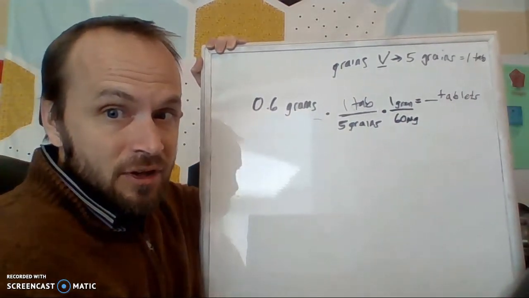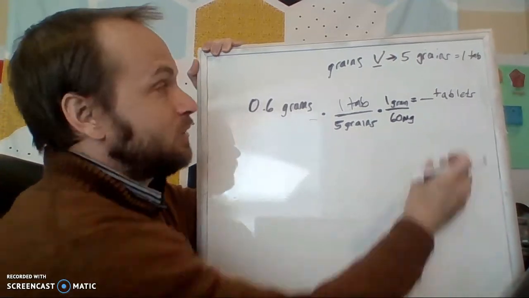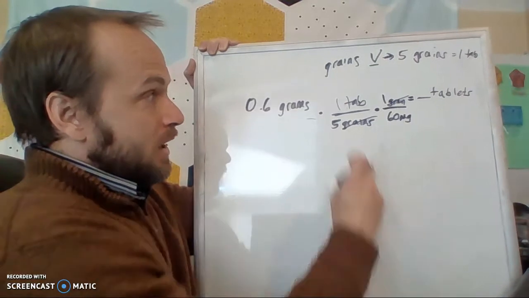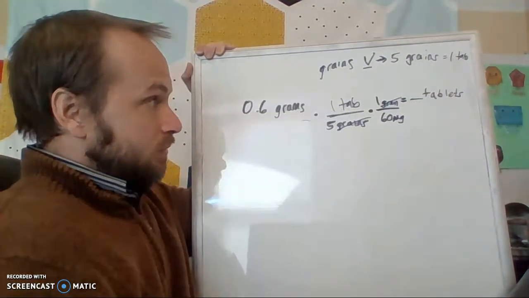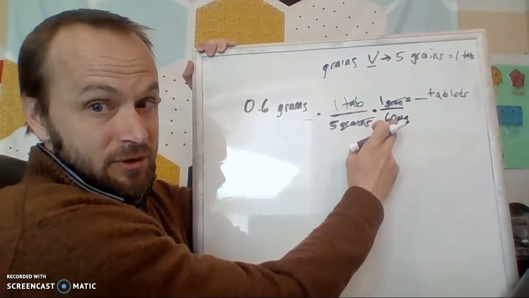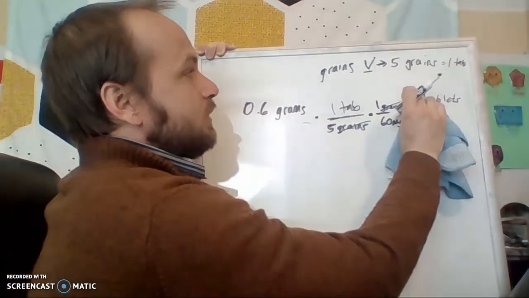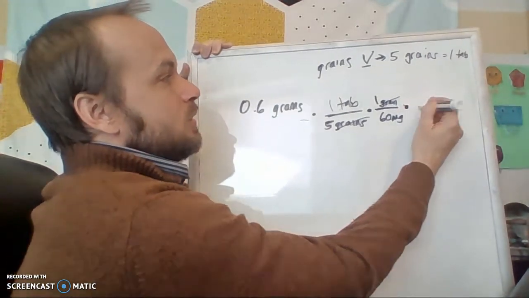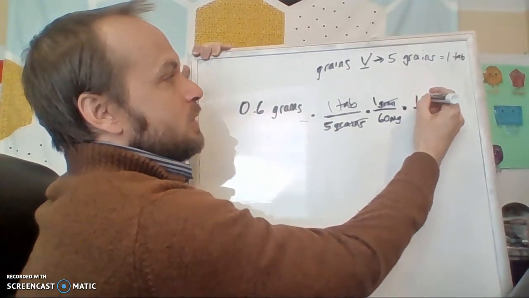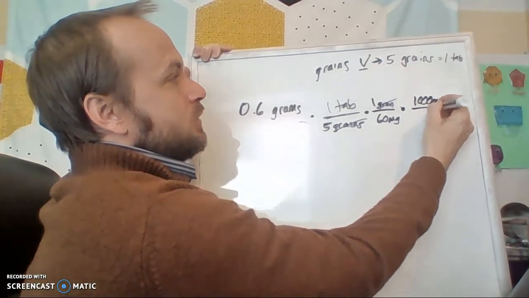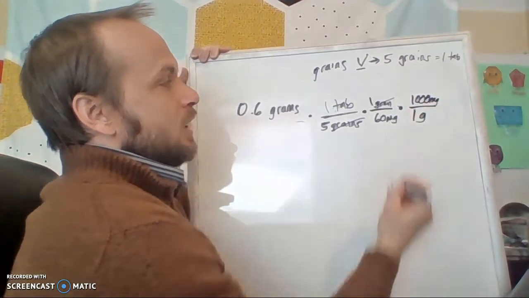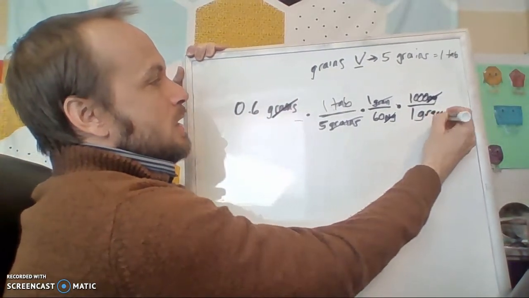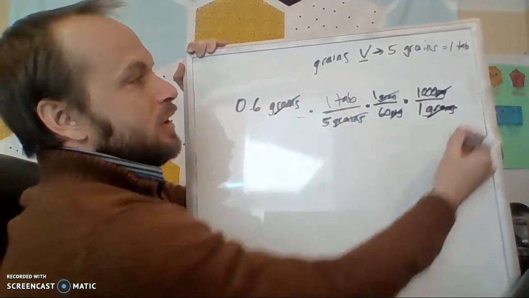Now I'm running a little short of space here, and I'm going to have to add another conversion factor. I got my grains to cancel, and I'm going to end up with tablets, but milligrams and grams are not the same thing. So I'm going to make this a little bit smaller here. Multiply by one more factor. I've got to get rid of the milligrams, so I'm going to put 1,000 milligrams up top, which is the same thing as 1 gram. That way my milligrams cancel and my grams cancel. All I'm left with is plain old tablets.